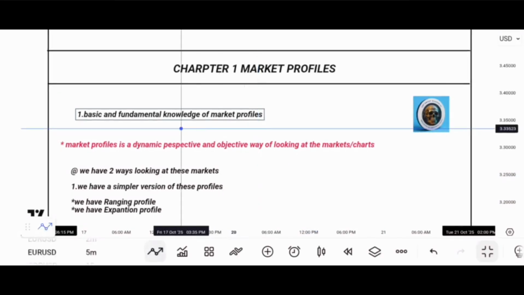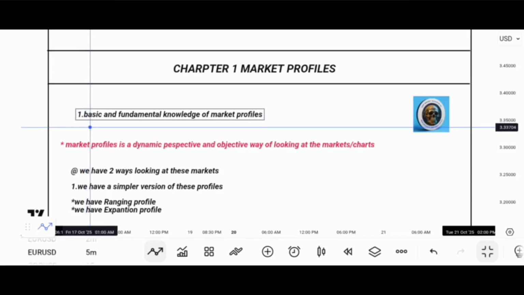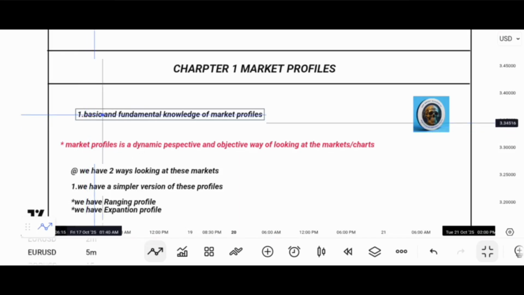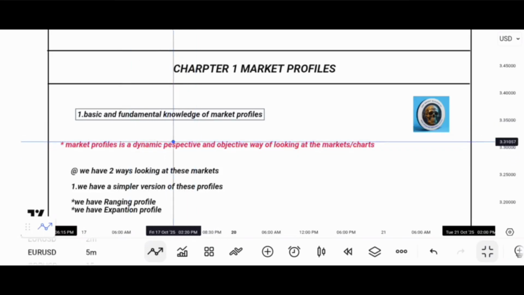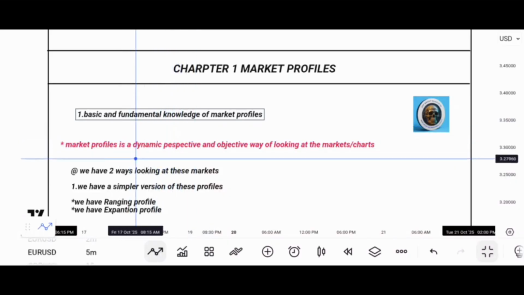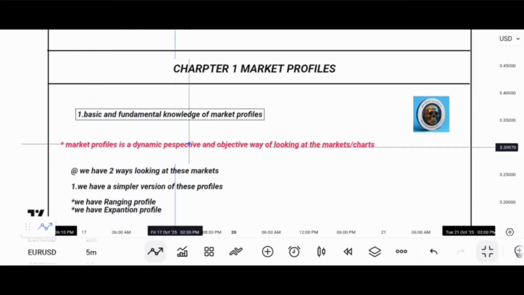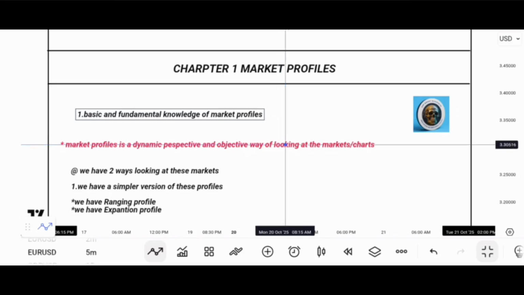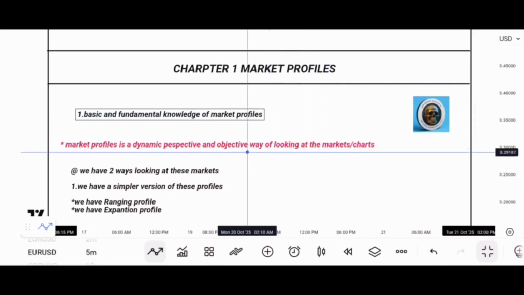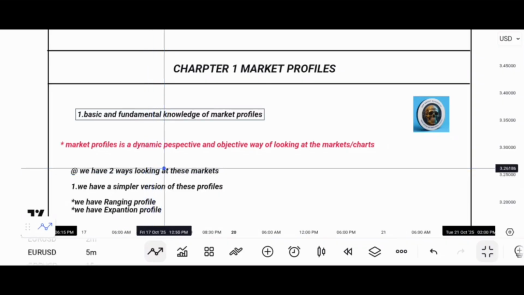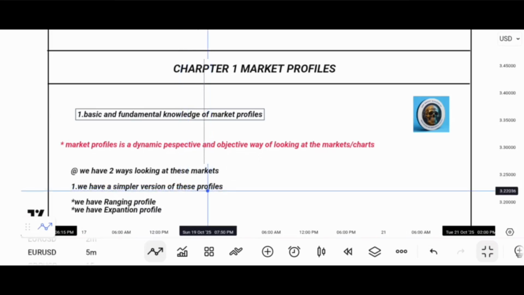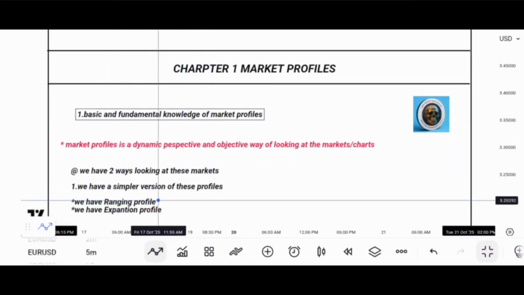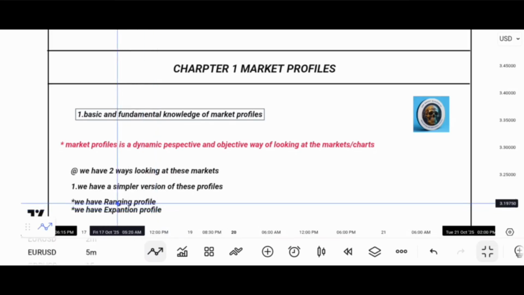So we have two ways of looking at the charts, right? First, we have the basic version of the profiles that we all know. Market profiles is a dynamic perspective and objective way of looking at the markets or the charts, right? So we have two ways of looking at these markets. First, we have a simpler vision of this profile. So we have a ranging profile and an expansion profile, right?